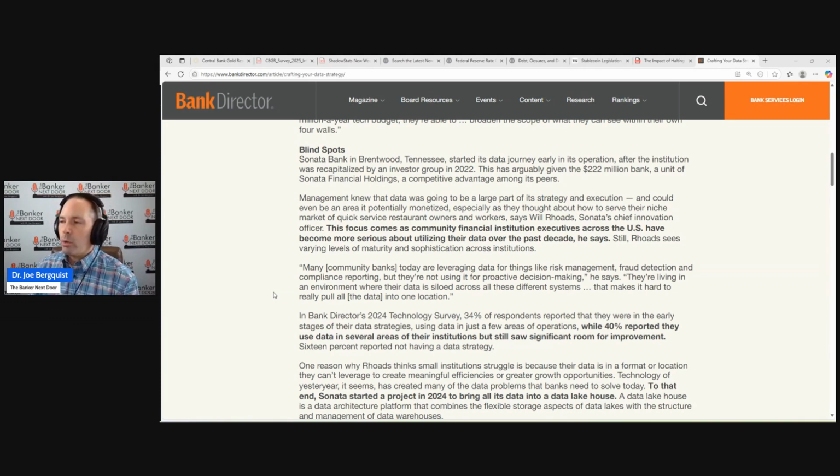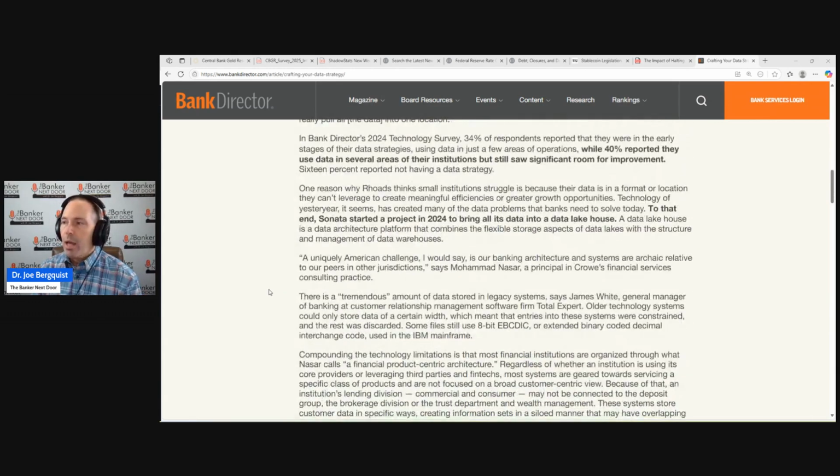In Bank Director's 2024 technology survey, 34% of respondents reported that they were in the early stages of their data strategies, using data in just a few areas of operations, while 40% reported they used data in several areas of the institution, but still saw significant room for improvement. 16% reported not having a data strategy at all. So one reason why Rhodes thinks small institutions struggle is because their data is in a format or location they can't leverage to create meaningful efficiencies or greater growth opportunities. Technology of yesteryear, it seems, has created many of the data problems that banks need to solve today.